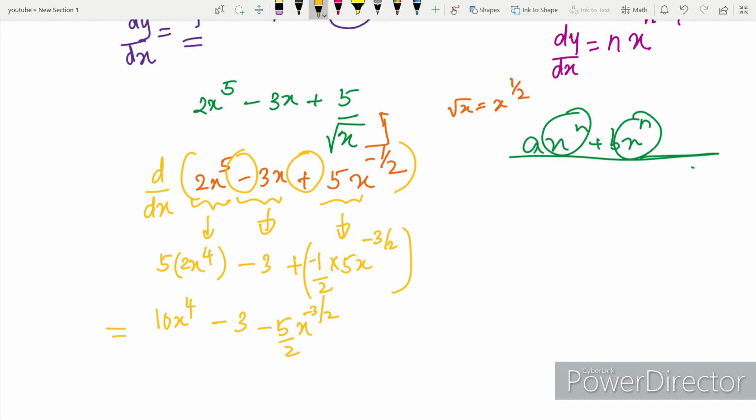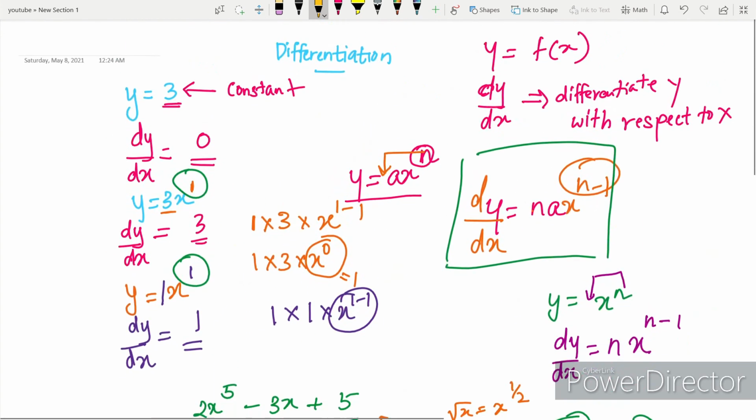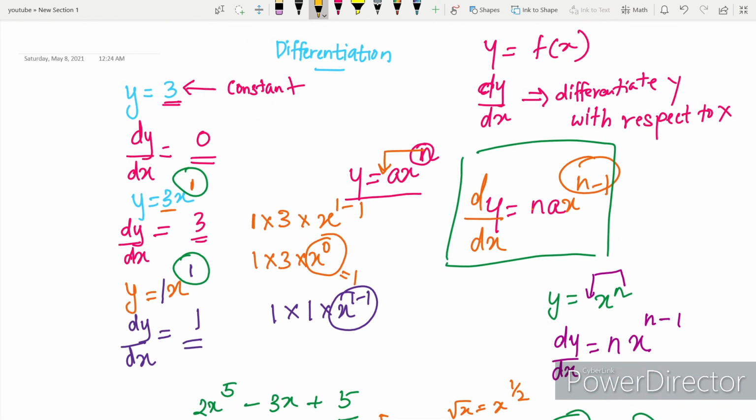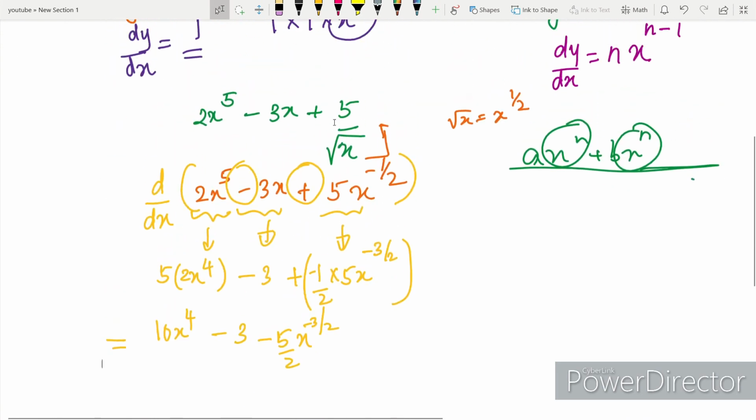Okay, so these are the basic principles of differentiation. And moving on, there are 3 rules for differentiation, namely chain rule, quotient rule, and product rule. So I will discuss the chain rule, product rule, and the quotient rule in the next video.